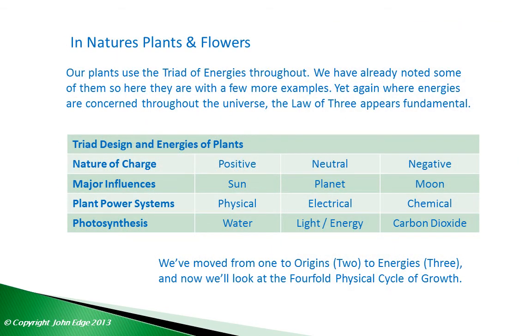So just to recap a bit here on the triad of energies throughout plants and the natural world, we've already noted some of them, so just a few more examples: positive, neutral, negative, sun, planet, moon, physical, electrical, chemical. The plant systems are those three, and the photosynthesis requirements. So we're just putting those together here. And isn't it fascinating? Where energies are concerned, throughout the universe, the law of three appears fundamental.